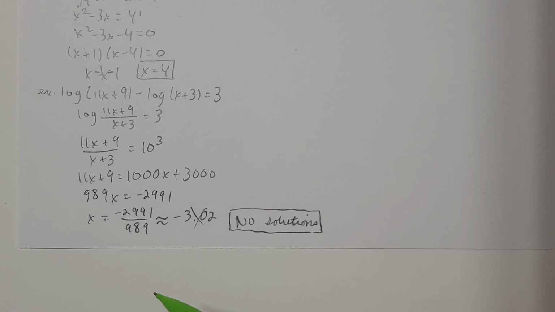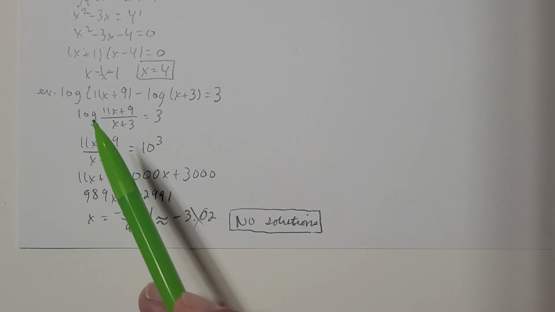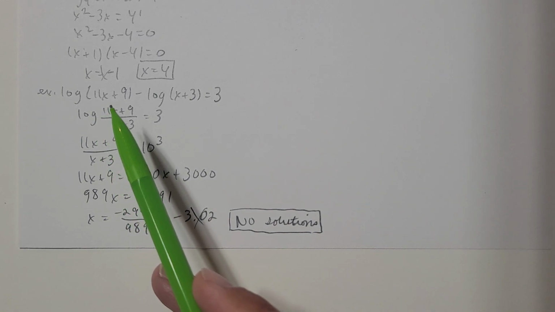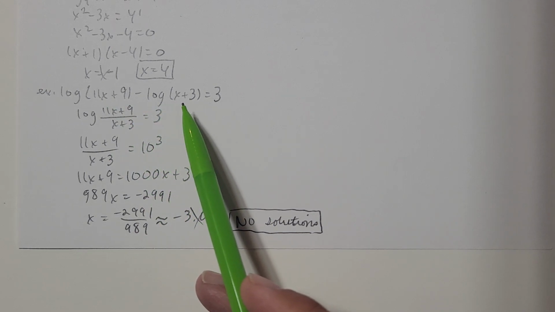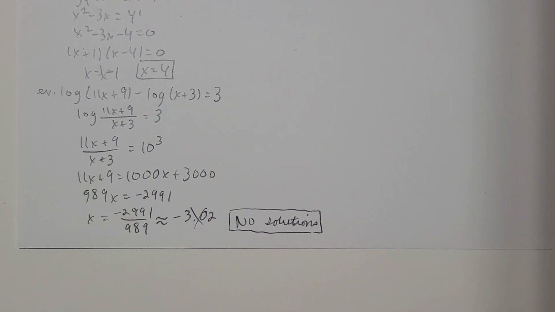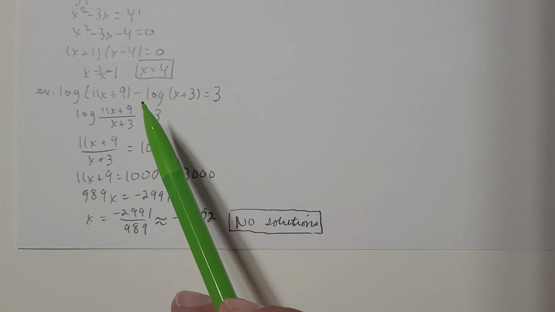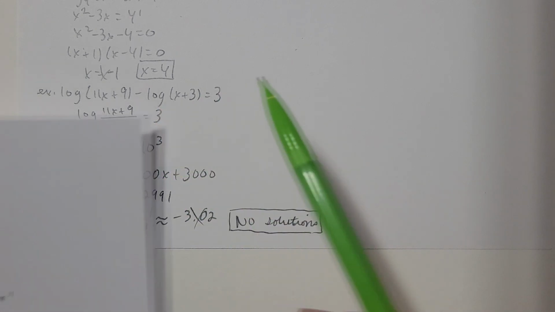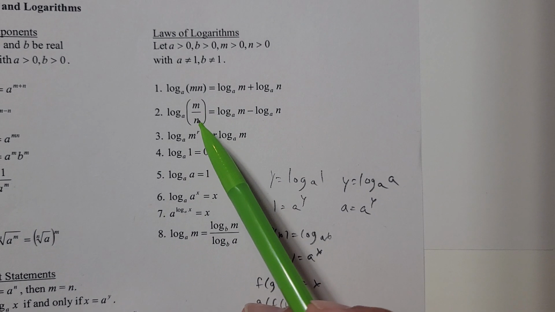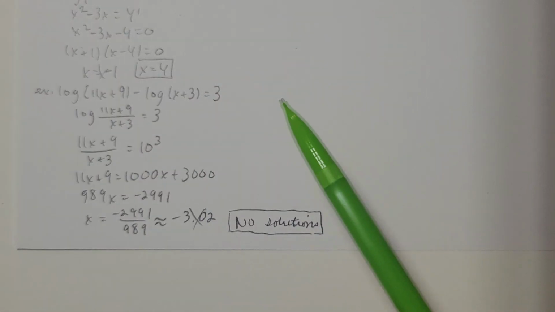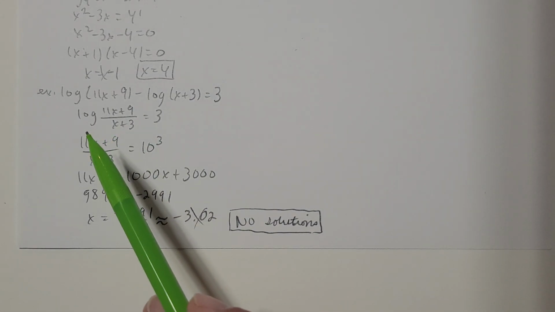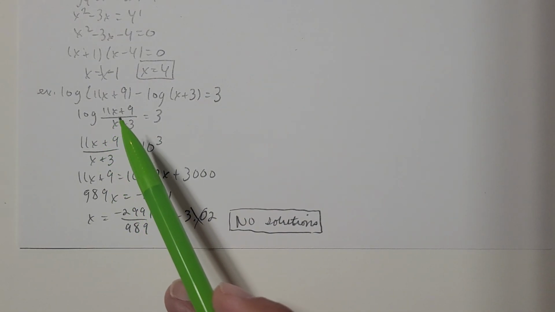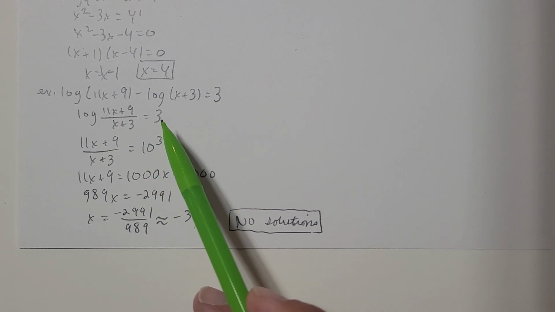Okay. What if I want to solve log of 11x plus 9 minus log of x plus 3 equals 3? So I'm subtracting these 2 logarithms. So let's use log rule 2 and get a single logarithm out of that. We'll divide the inner terms there. And so I got log of (11x plus 9) over (x plus 3) equals 3.